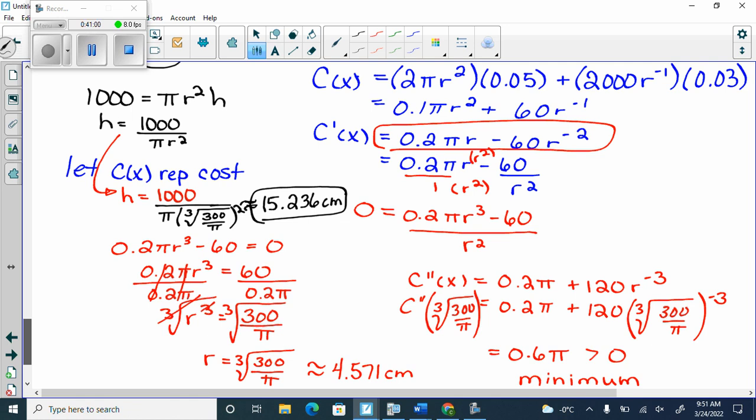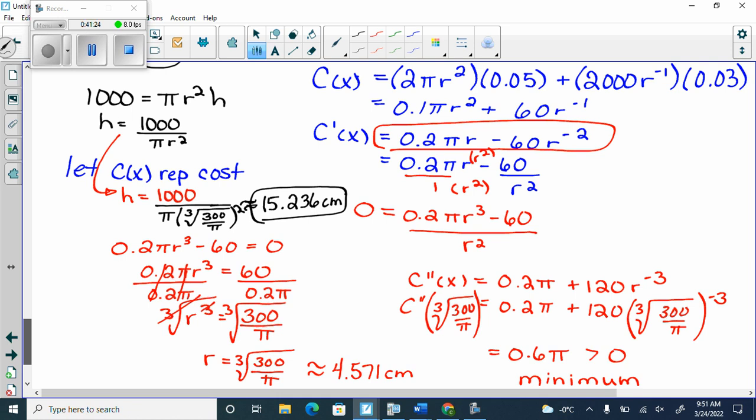Now what if they asked us for the cost? You have a cost equation. It's right here. It's this one up here. Boom, boom, boom. You'll just plug your radius in and get yourself an answer. You have a cost equation, right?